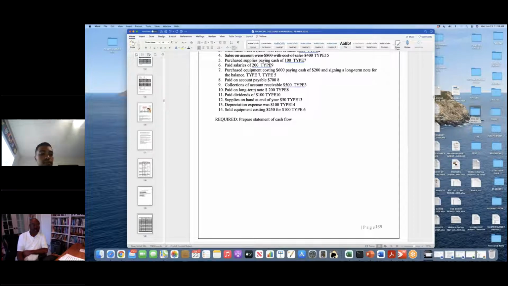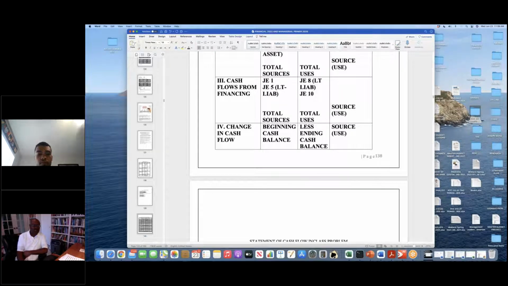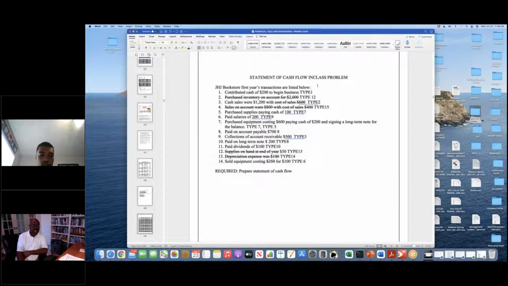Transaction 10, paid on long-term note, 200. That's a type A, but since it's a long-term liability, it's going to be in part 3. So it's a type A, but it's a long-term liability. So it goes in part 3.